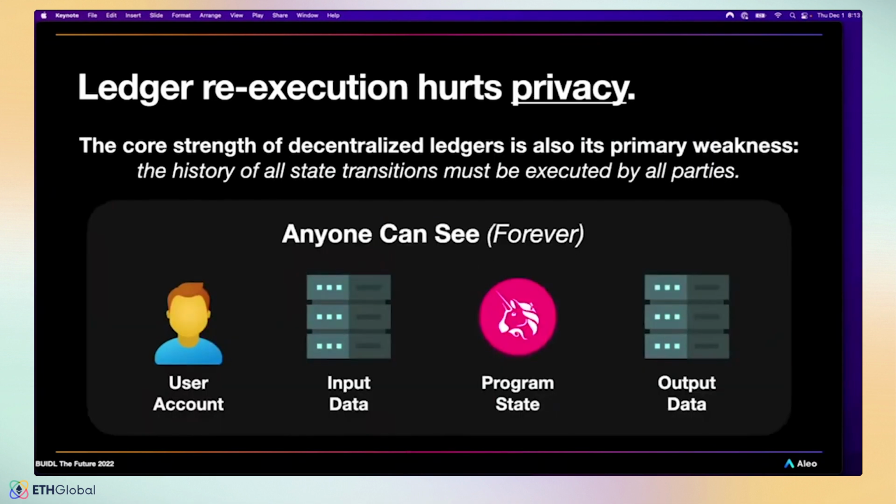Another fundamental problem is that ledger re-execution hurts privacy. The core strength of decentralized ledgers really is also its weakness. To provide correctness and security, every node needs to re-execute. And for them to do that, they need to be able to see user data, program data, inputs, and outputs. While this leakage might be tolerable, and maybe even desired in some applications, there are a number of use cases that break under this model.